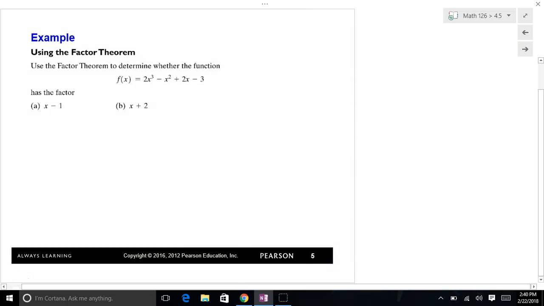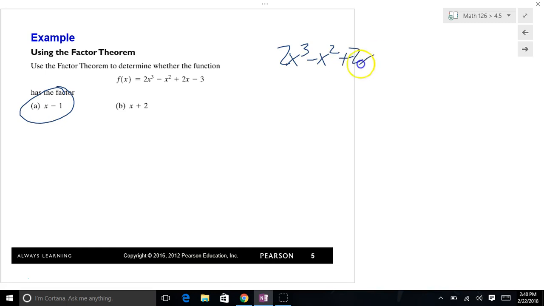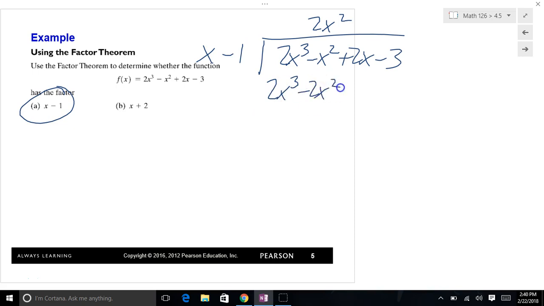So let's do these ones right here. Let's use the factor theorem to determine whether the function has a factor. If x minus 1 is a factor, then when I do the division, 2x cubed minus x squared plus 2x minus 3, I've got to get a remainder of 0. If I get a remainder of 0, x minus 1 is a factor. So I say, what times x gives me 2x cubed? I say 2x squared does, and I multiply it through. 2x squared times x, 2x cubed. 2x squared times negative 1, negative 2x squared. Don't forget to change those signs.